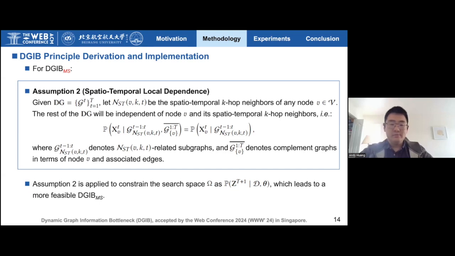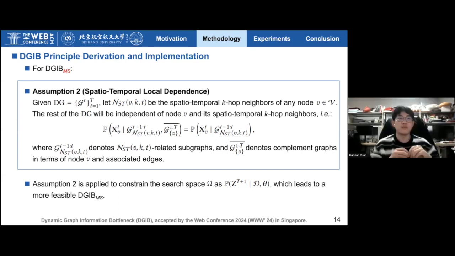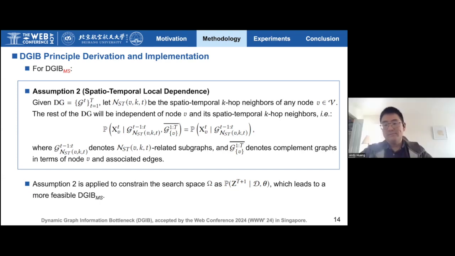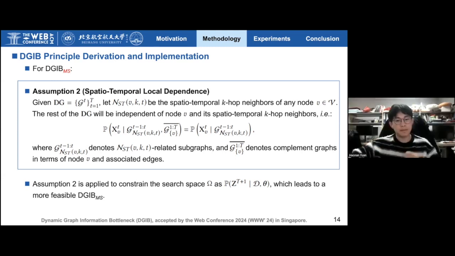Okay, so this is basically one implementation choice. Yeah, we have to make such assumptions to make our implementation feasible. Okay, it's a kind of approximation method. I see. Okay, thank you. Okay, let me continue.